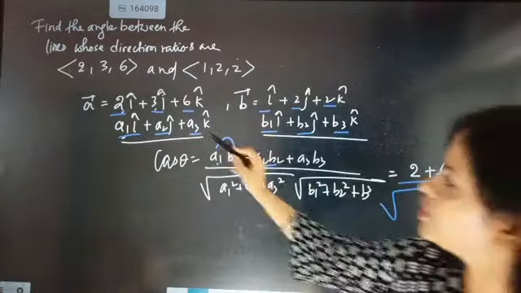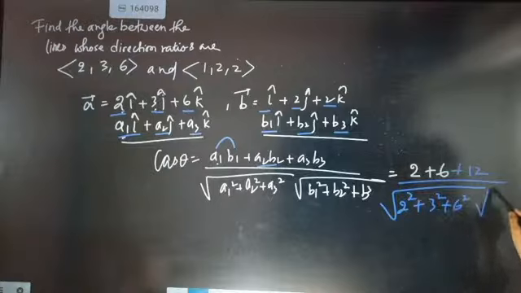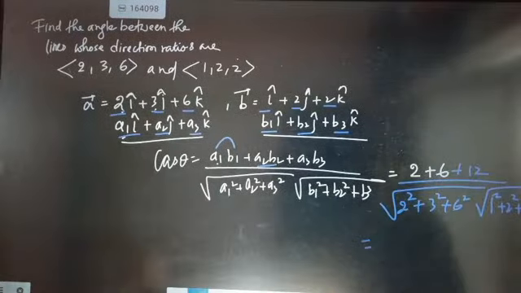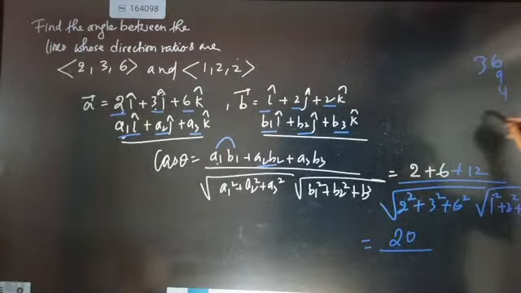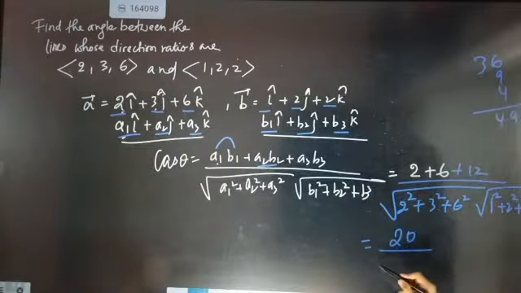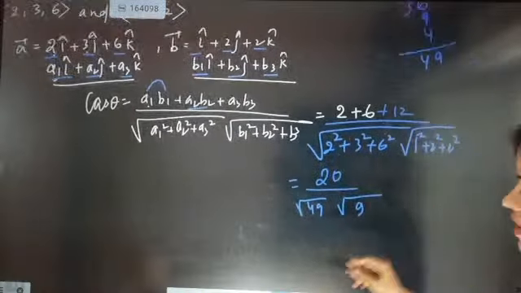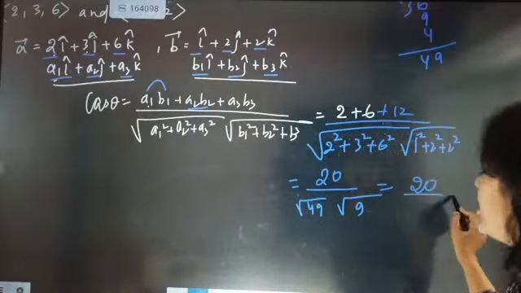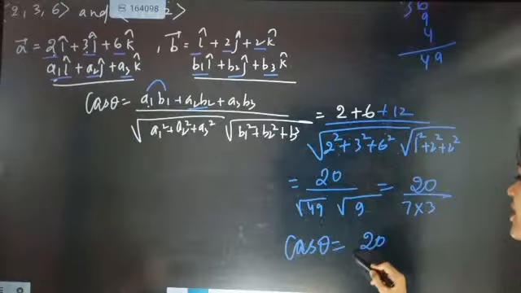Divided by root under 2 square, 3 square, 6 square, times root under 1 square, 2 square, 2 square. So it is exactly going to come as how much? 2 plus 6 is 8, 8 plus 12 is 20, and the denominator part is coming as 36 plus 9 plus 4, which is 49. So it is coming as root under 49, that is 7, into root under 9, which is 3. Now look here beta, check one time. Is it coming as 20 by 7 into 3, 20 by 21? So cos theta is coming as 20 by 21.